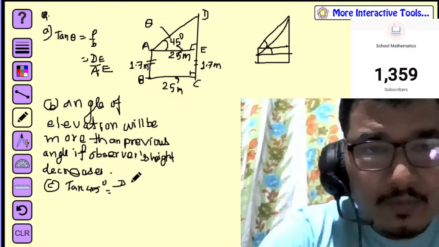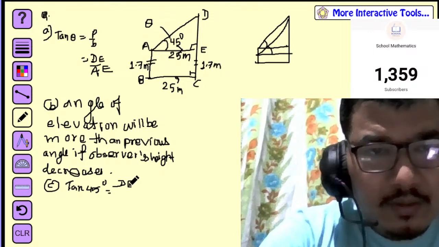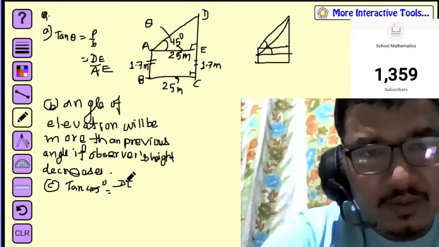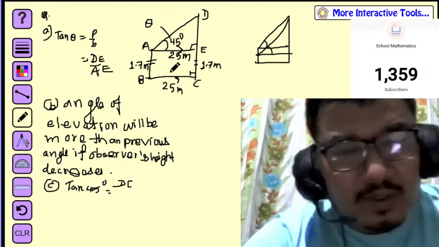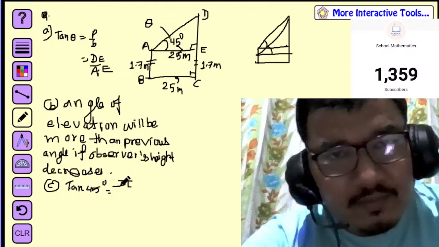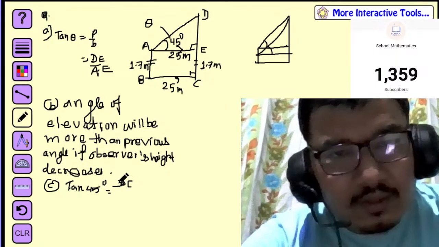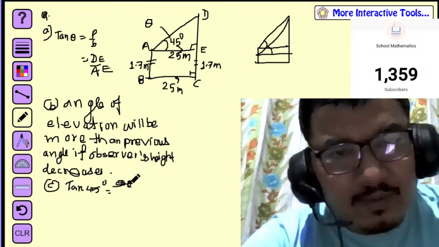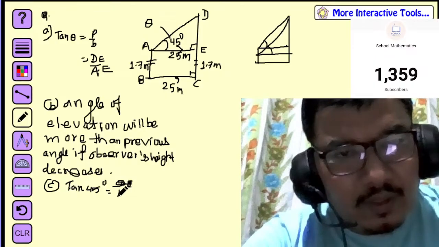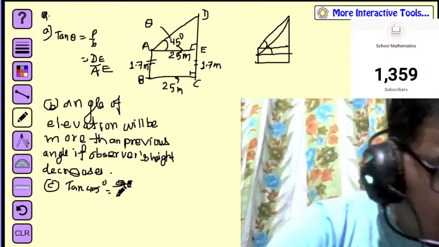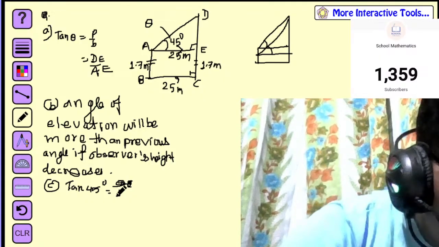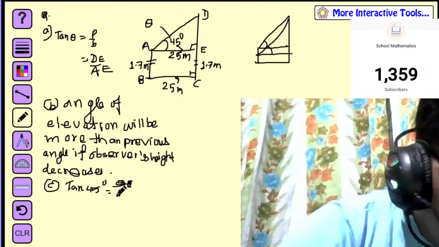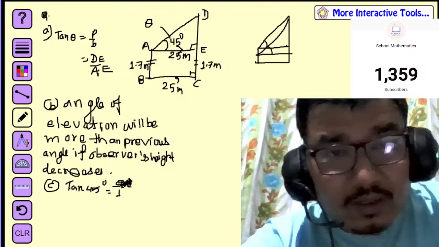And without doing this, we can also write it in place of this DE. As we know, the value of tan 45 degrees is 1. Its value we can write directly, because tan 45 degree value is 1 only.